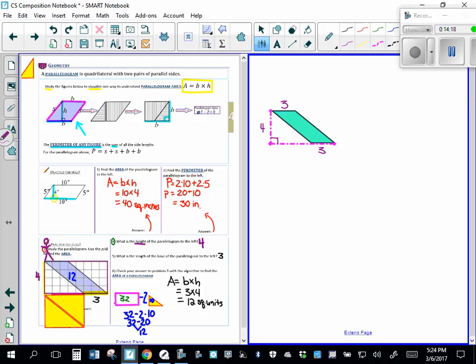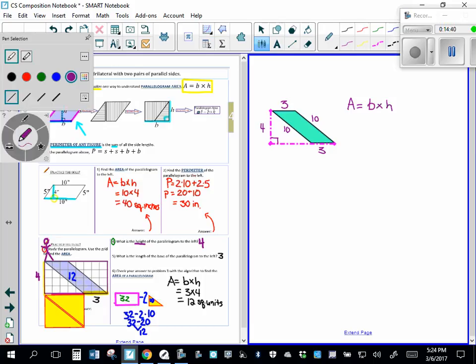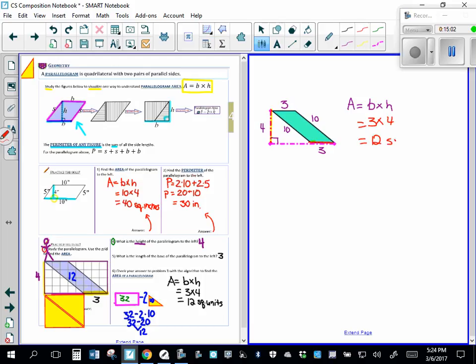And so even if we knew the other sides to be another value like 10 units, for the area alone, we would just look for the base and the height. And I think a highlighter can help you figure out what those values are before you start. And then we see the base is 3, and the height is 4. So we just multiply to get 12 square units.